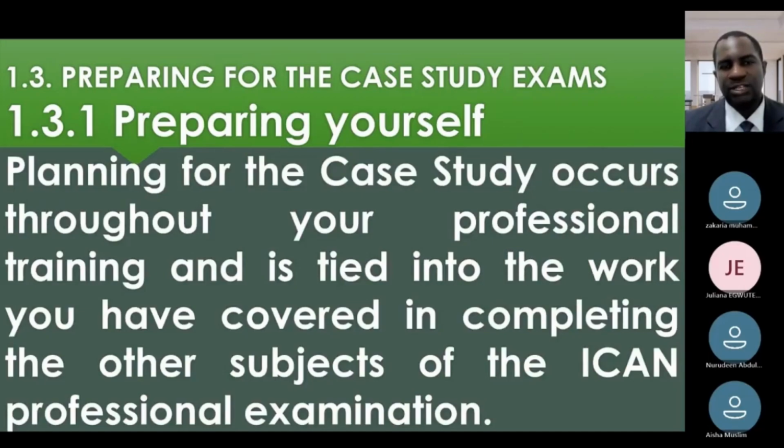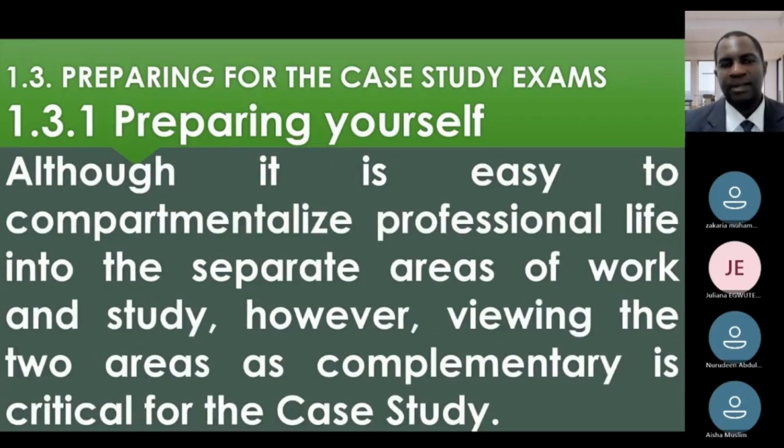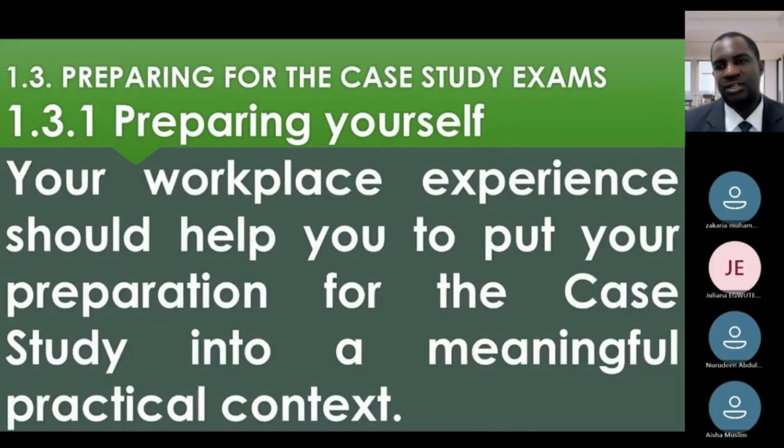So for the case study, it occurs throughout your professional training and it's tied to your work, wherever you are working in an accounting space. So you will have covered other, or you are integrating other courses, like we've spoken about the 4 other papers for this paper. So it's easy to compartmentalize your professional life. That means it's easy to isolate your professional life into separate areas of work. But then in the case study area, it's critical because it complements it. Your practical work life helps you align with the case study. So experience is key in preparing yourself for the case study exams.